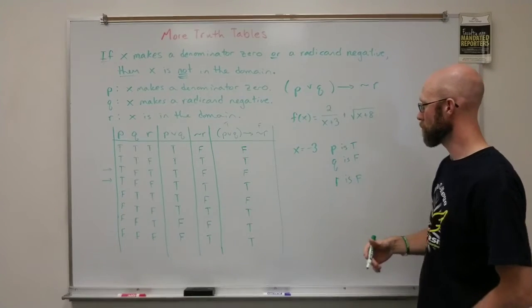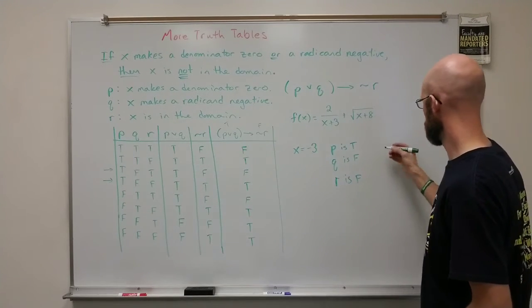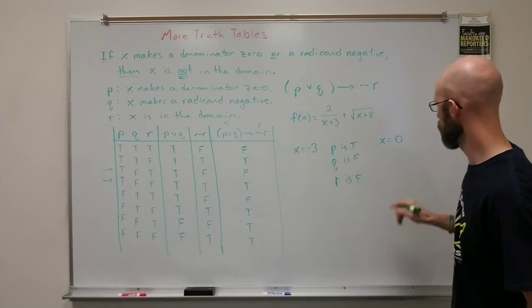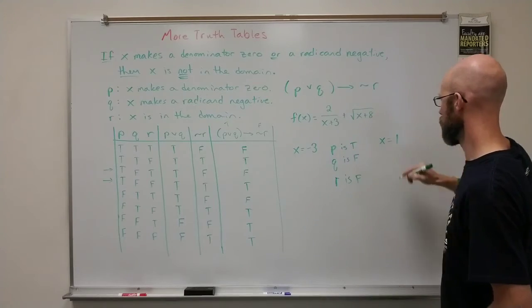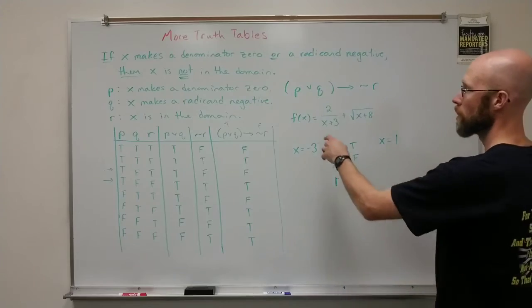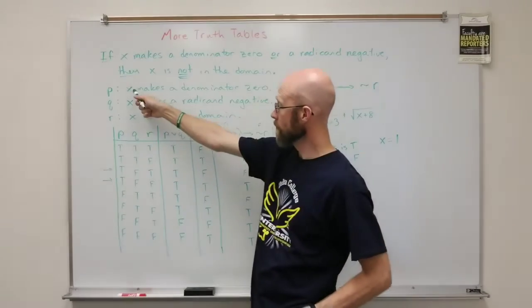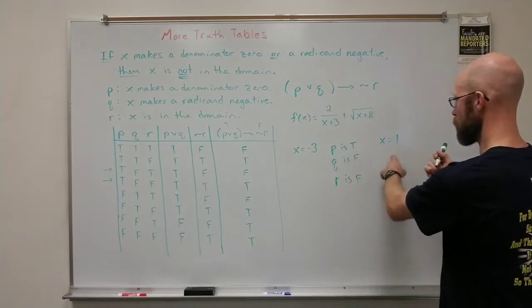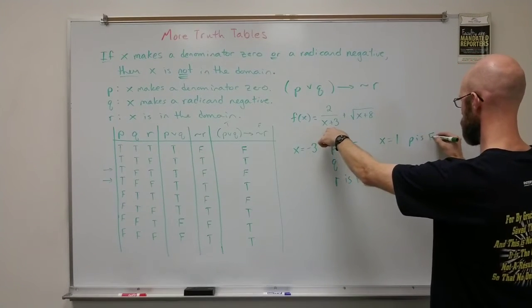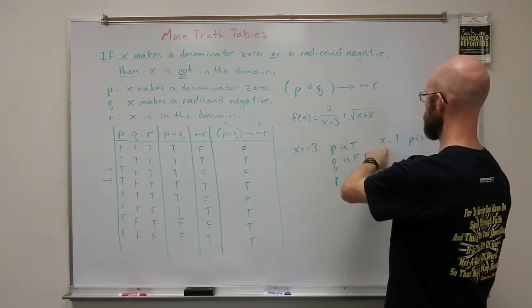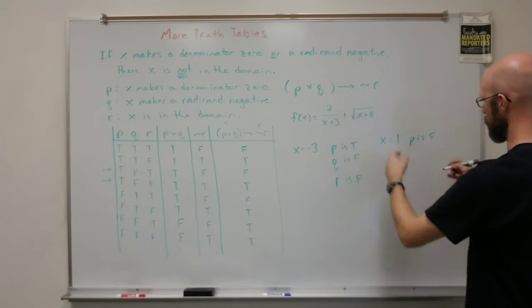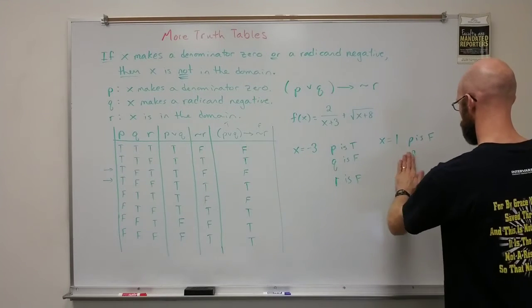And then let's see, if I picked maybe something like x equals, I don't know, 0. Let's go with 1. x equals 1, that works. It's kind of a nice one. If I did x equals 1, well, does x make the denominator 0? Does 1 make it 0? No. So P is false. Does x make a radicand negative? Well, put 1 in there, I get 9. So no. So Q is false.